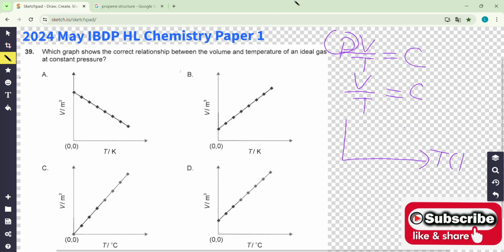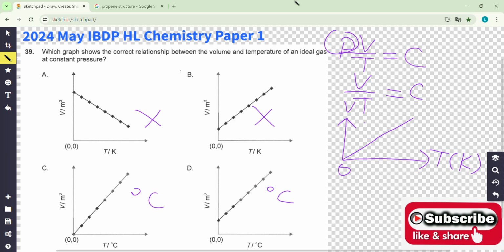But remember, the Kelvin scale is used, with the origin at 0 K, okay? So it is a straight line, but now we are using... so these two are wrong, right? Wrong. The lower two are using degrees Celsius. So what do we mean by using degrees Celsius?